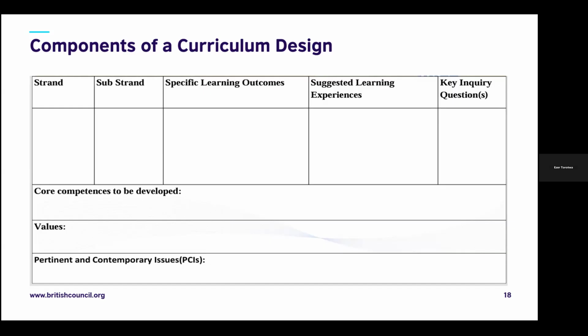And in formulating these learning outcomes, they ought to be very specific. And in formulation, it follows the Bloom's taxonomy. And with the Bloom's taxonomy comes the Bloom's verbs. We have the Bloom's taxonomy and the Bloom's verbs.